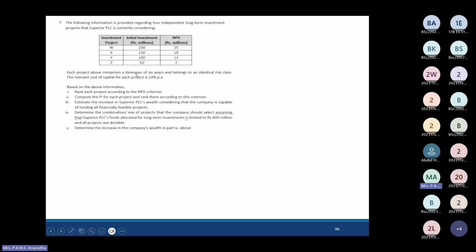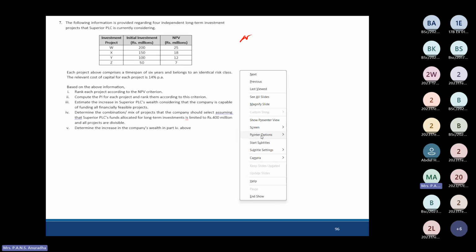Each of the projects above comprises a time span of 6 years. All these projects' time is 6 years. Identical risk classes. The relevant cost of capital is 14%. So rank the projects according to the NPV criterion. You can rank them according to NPV.